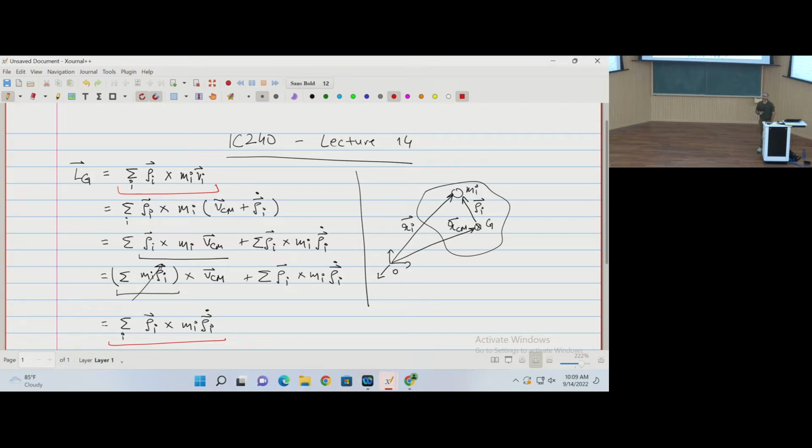In this case, the absolute angular momentum and the relative angular momentum, they are the same. It doesn't matter when calculating angular momentum, you take the absolute velocity or the relative velocity with respect to the center of mass. Very interesting result, and that does not hold for a general point. We will show that in the second part of this lecture. That only holds for center of mass.